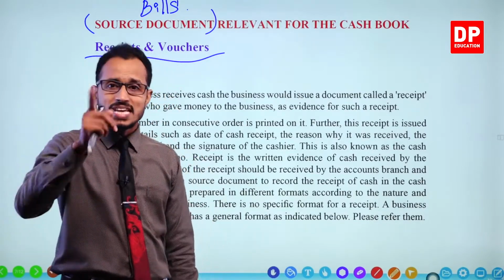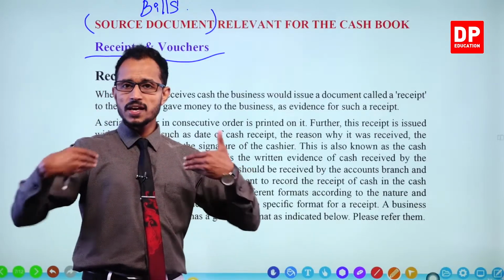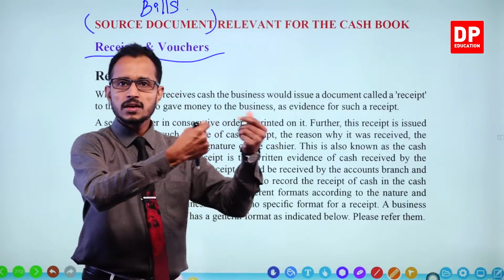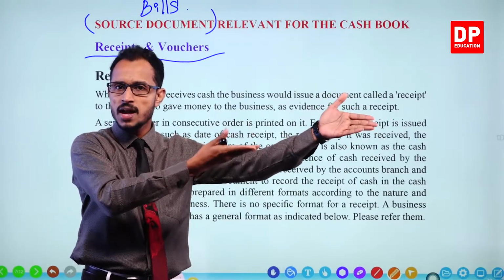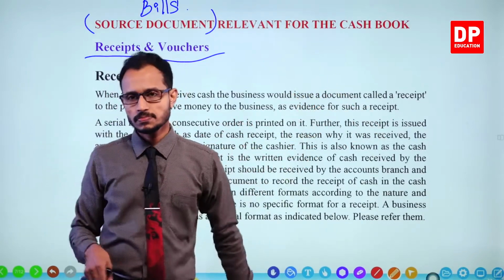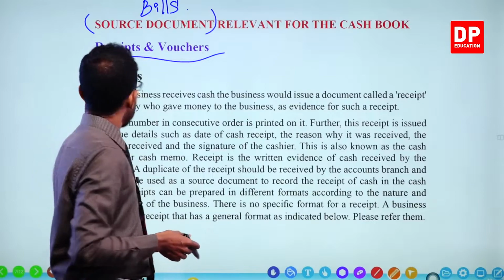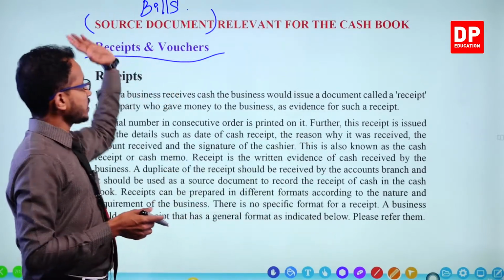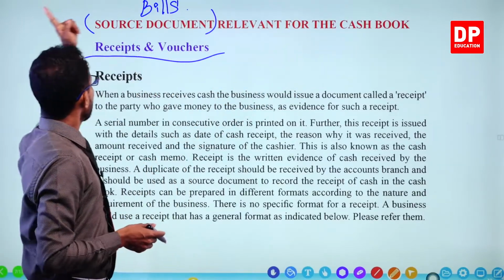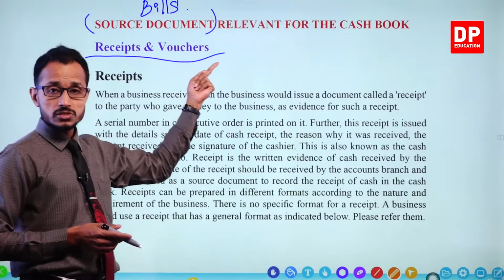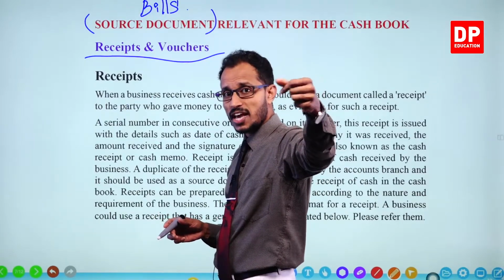Because children, they receive money from us, from the customers when we buy. We pay them. That means they receive the money. So to acknowledge the receipt of money, they issue the receipt to us. Simple. That's why the source documents relevant for the cash book are receipts and vouchers. Now you know receipts are issued by a business when they receive cash.